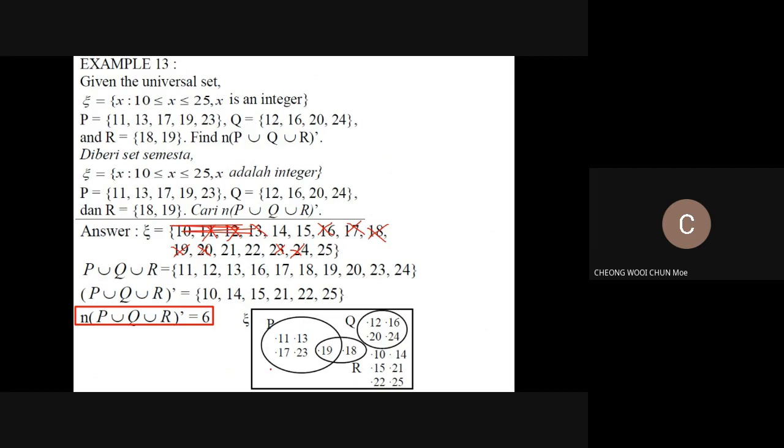So when you want to draw a Venn diagram, the same elements in P and R is 19, so 19 goes inside the overlap. The remaining 18 goes in R. The remaining 11, 13, 17, 23 go in P. Must also check with Q: so Q has 12, 16, 20, 24. Then the rest, not in P, Q, R, which are 10, 14, 15, 21, 22, 25, you put outside, and you put the big box, the universal set.